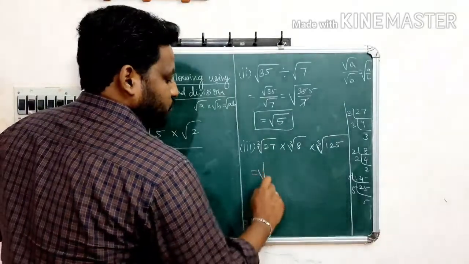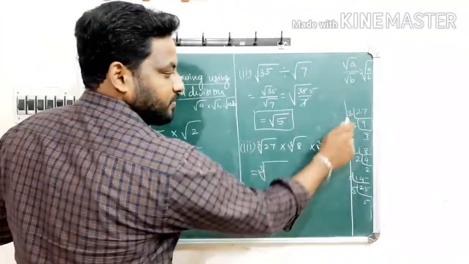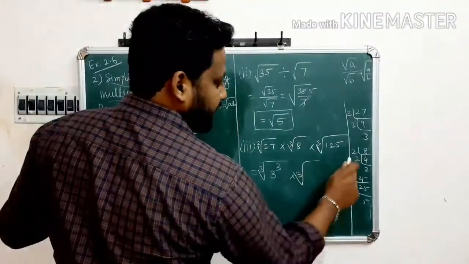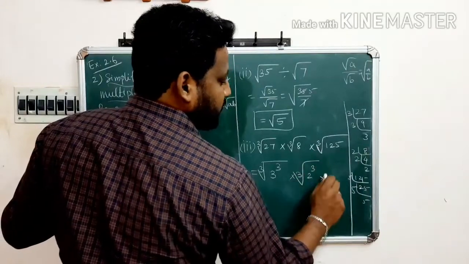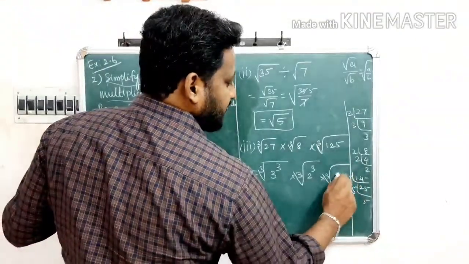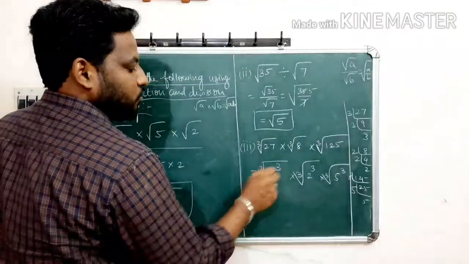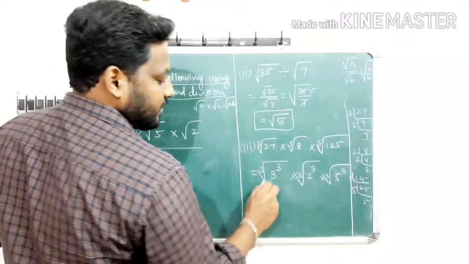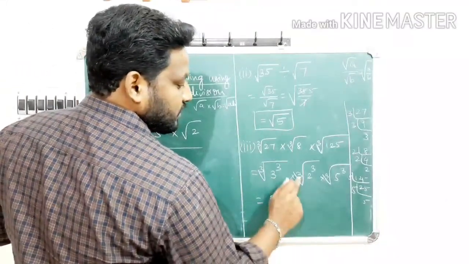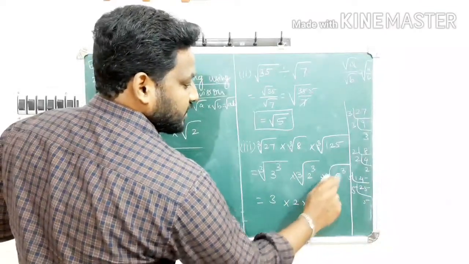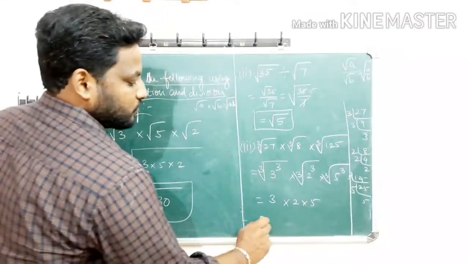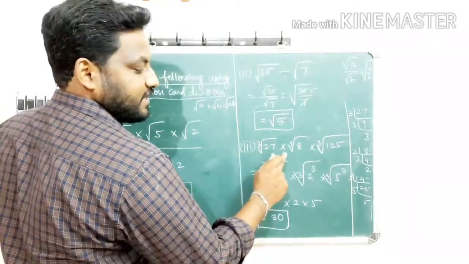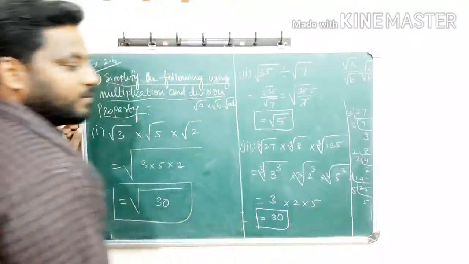So cubic root of 27 is written as 3 cube, cubic root of 8 is written as 2 cube, and cubic root of 125 is written as 5 cube. So we know that the cube will be cancelled. 3 times the same number is taken as 1 time for a cubic root. So 3 into 2 into 5, the cubes are cancelled. 3 2s are 6, 6 5s are 30. So 30 is the value of cubic root of 27 into cubic root of 8 into cubic root of 125.